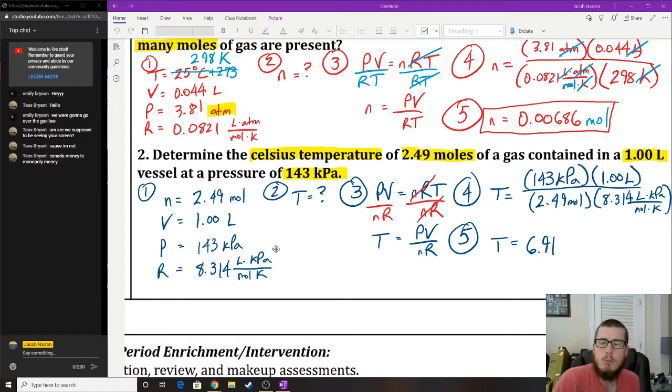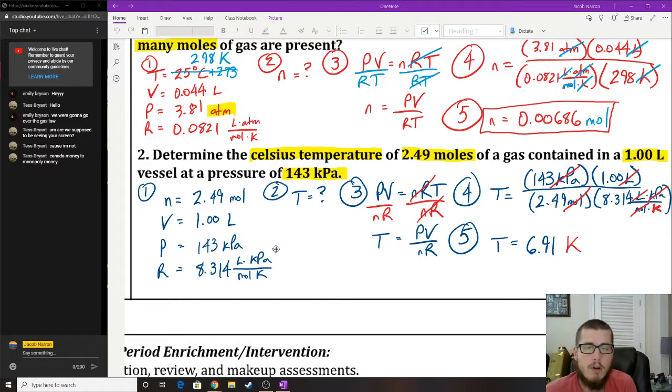And it's at this point you're going to say, well, Mr. Noonan, 6.91 what? The problem says Celsius, so it's going to be really tempting for you guys to go, oh, this is degrees Celsius. No, it isn't. Let's take a look at the units we had in the last part of the problem. We had kPa on top, we had kPa on bottom, so that got canceled. We had liters on top, we had liters on bottom, that got canceled. I had moles down here, I had moles right here, that got canceled. The only thing that didn't get canceled was Kelvin. So my unit right here is actually Kelvin. Is that what the problem is looking for? No, it wants Celsius for some reason.